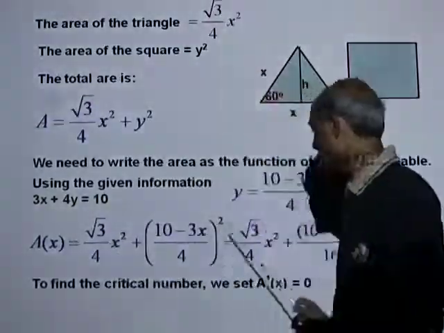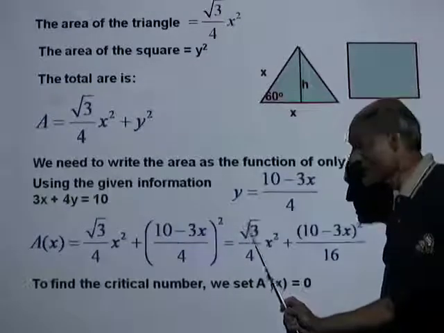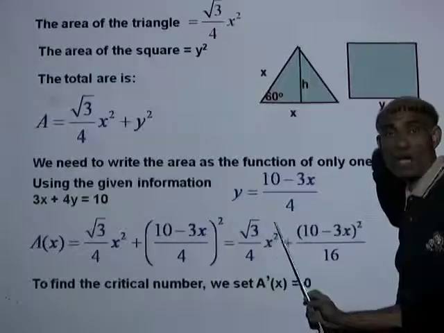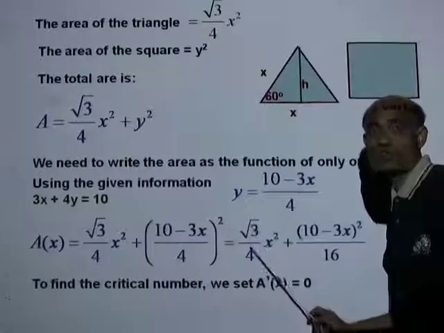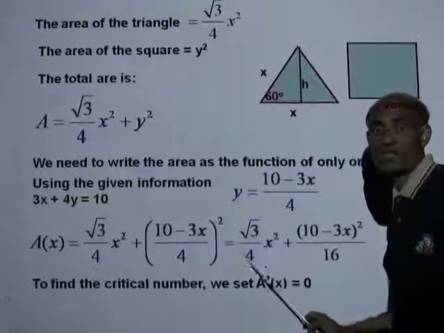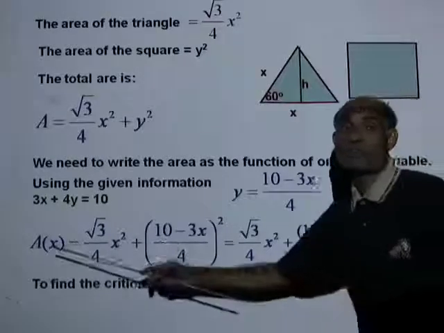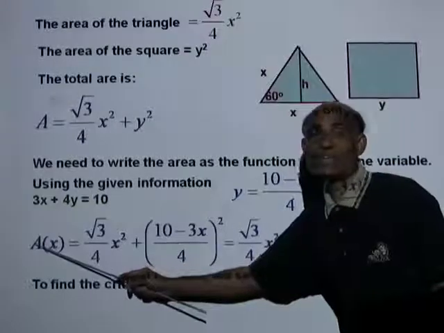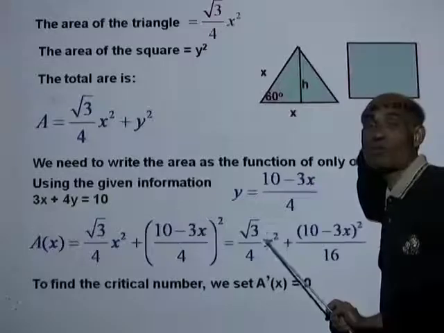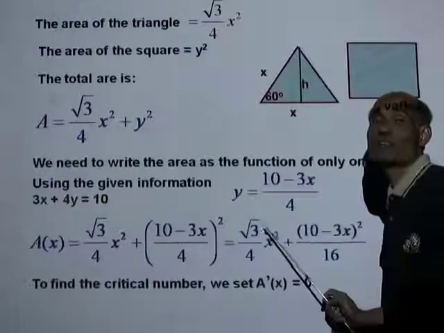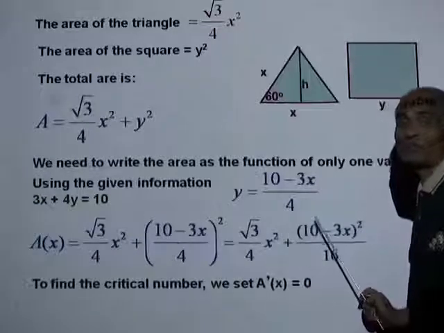Alright, let's talk about the derivative of this before we actually do it. Well, find the derivative of each term. Alright, for the derivative of this term, square root 3 over 4 is a constant. So that will be that constant number times the derivative of x squared. We are finding the derivative of area with respect to x. And therefore the derivative of x squared with respect to x is 2x. So that will be square root 3 over 4 times 2x plus.